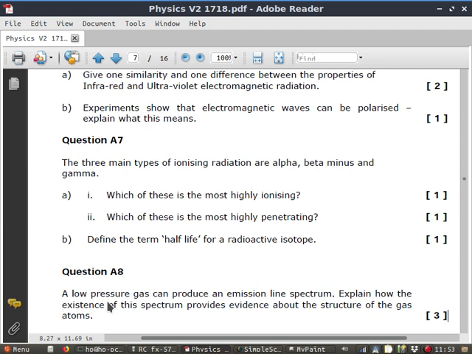Finished, Ben? Which of these is most ionizing: alpha, beta, or gamma? Alpha, isn't it? And which is most penetrating? Gamma. And what is the meaning of half-life? The time taken for half of a radioactive sample to decay. Yep, that'll do. There are other ways to say it too, but that's perfect.